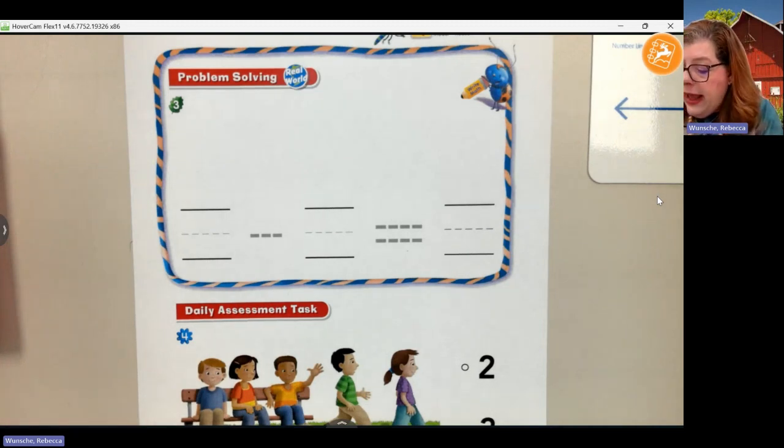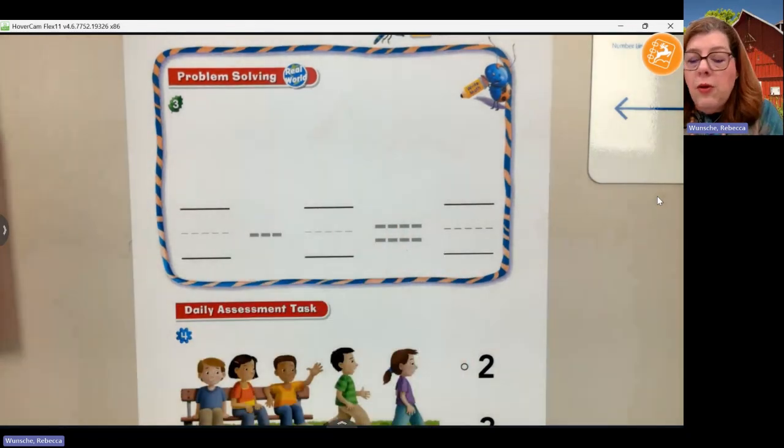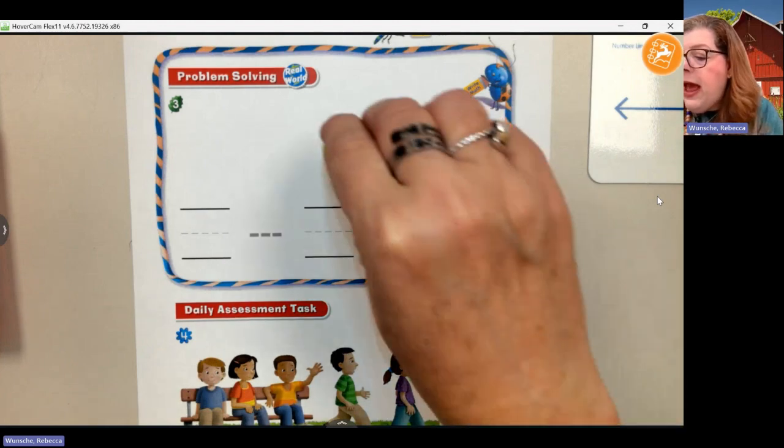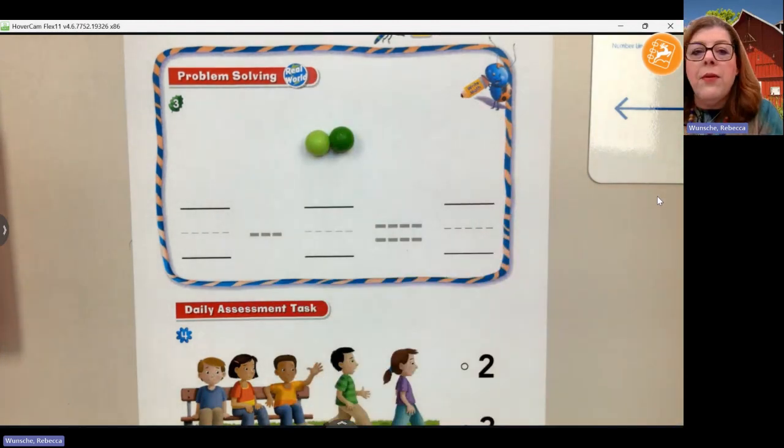So for this one, again, I have a real world contextual problem that I want my students to take a look at. Blair has 2 marbles. He gives 1 marble to his friend. How many marbles does Blair have now? Well, I happen to have 2 marbles. And I'm going to actually pull out the 2 marbles and put them on my paper. We're going to look at them and see what happens. So I have 2 marbles, and I'm going to give 1 to my friend.